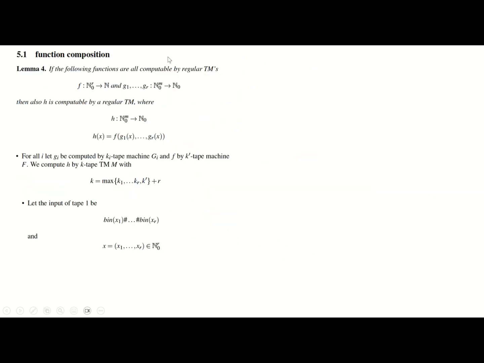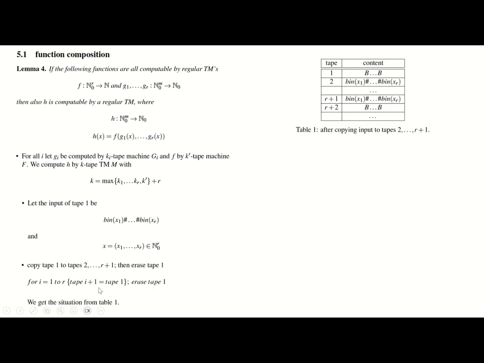Okay, how do I compute this? What am I supposed to compute? Let's look at it. I'm supposed to compute what? On tape 1, so let's open this up.